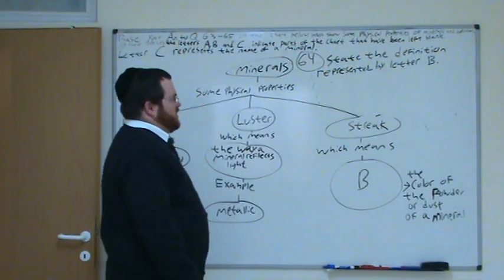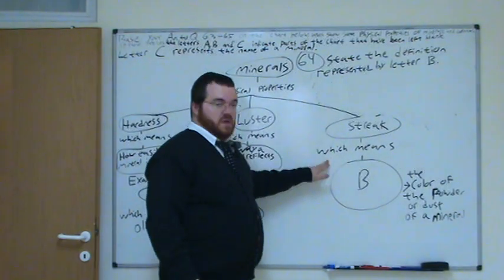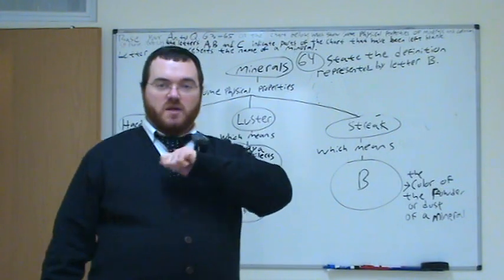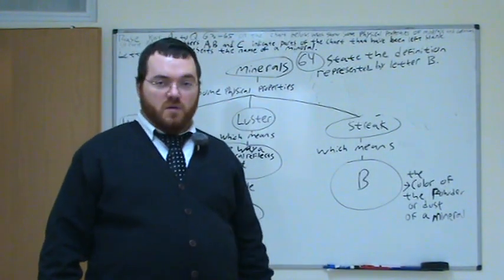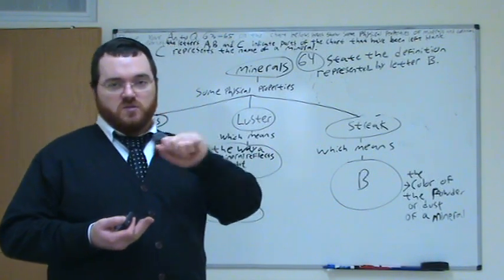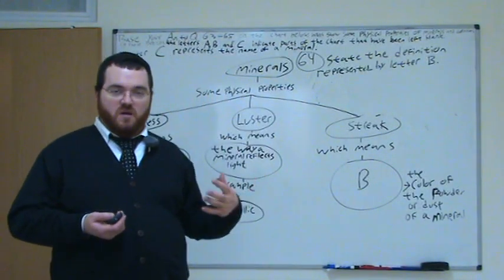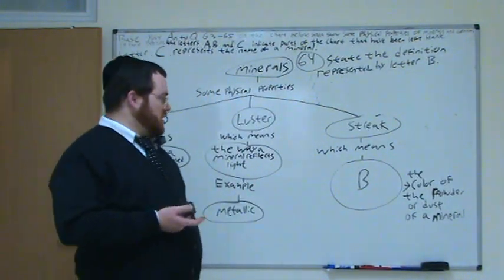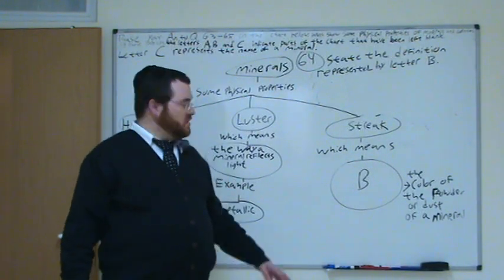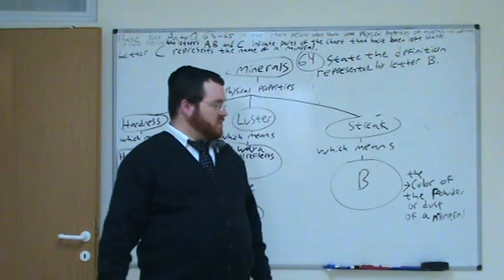Question 64. State the definition represented by B. Well, streak means the color of the powder or dust of a mineral. When you scratch a mineral across a porcelain plane, out comes some powder or some dust. So the color of the powder or the dust of the mineral is called the mineral streak. That's the streak, which means the color of the powder or dust of a mineral.